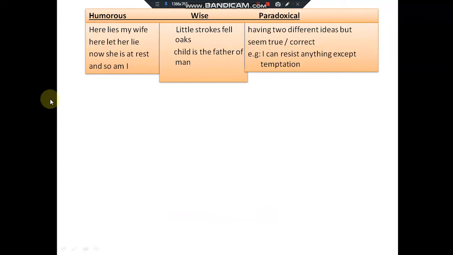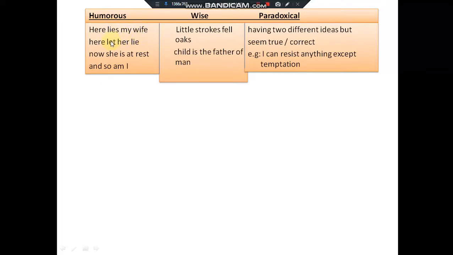This is an example of epigram, that first of all it creates humor. For example, here lies my wife, here let her lie. Now she is at rest, and so am I. Here, the writer is talking about his wife, and the writer's wife is dead here.